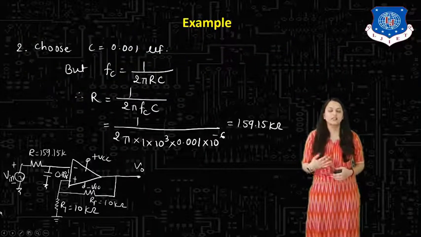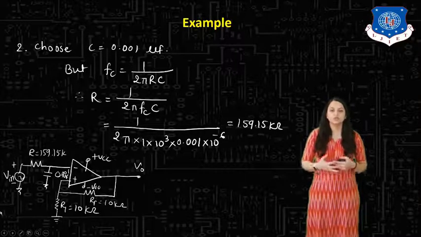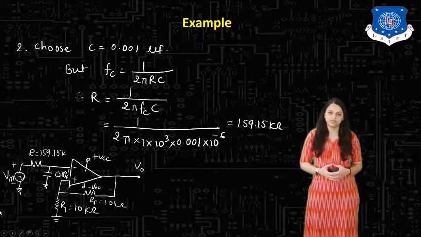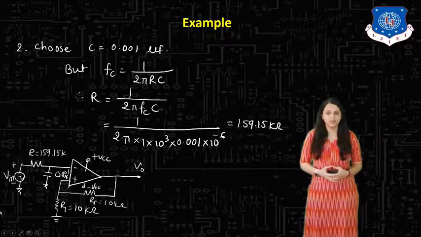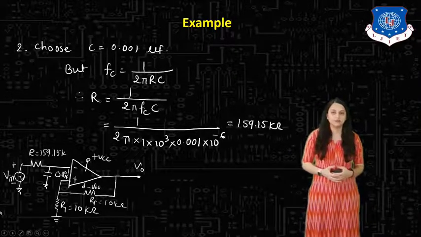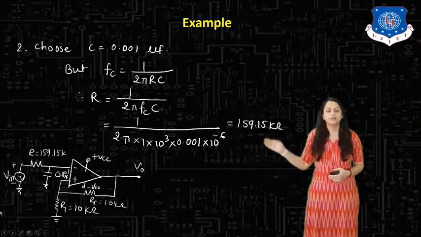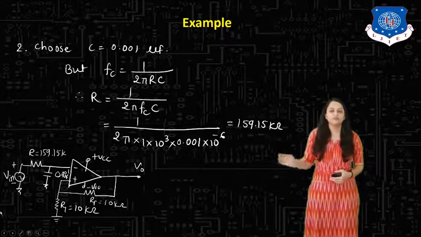Let us select capacitance C equal to 0.001 microfarad. So using the frequency formula fc equals 1 by 2 pi RC, we can obtain the value of resistance R equals 1 by 2 pi fc C. So placing all the values, we can get R equals 159.15 kilo ohms.